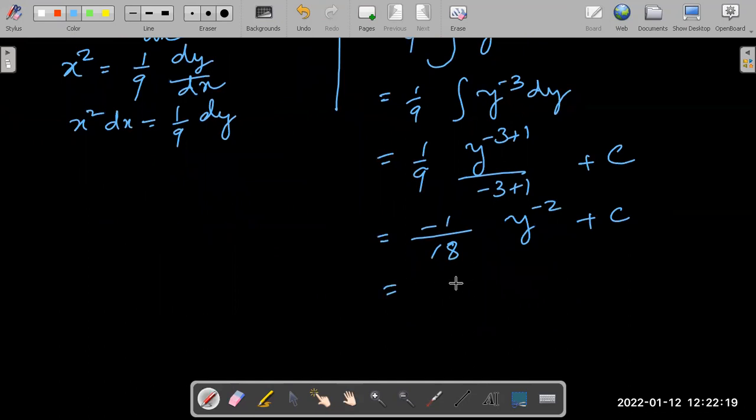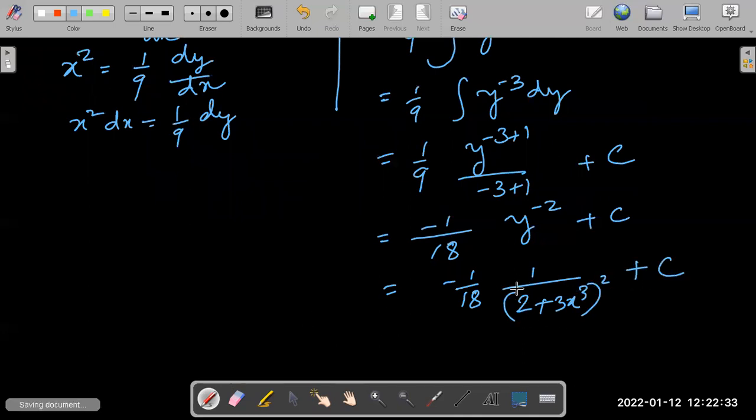That's equal to minus 1 by 18, 1 by y square. y is 2 plus 3x cube whole squared, plus c. This is the final answer.